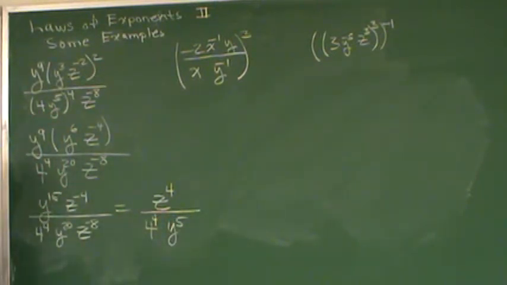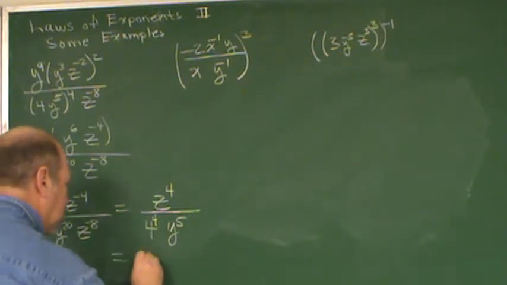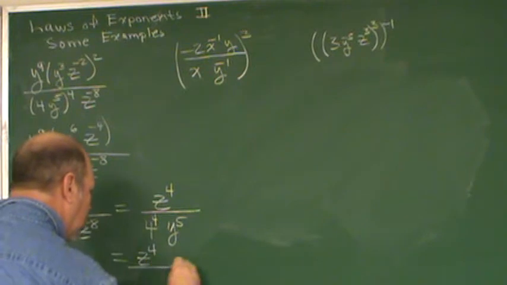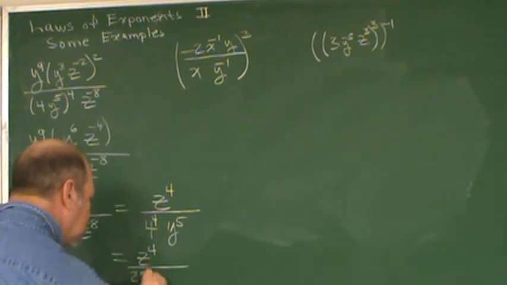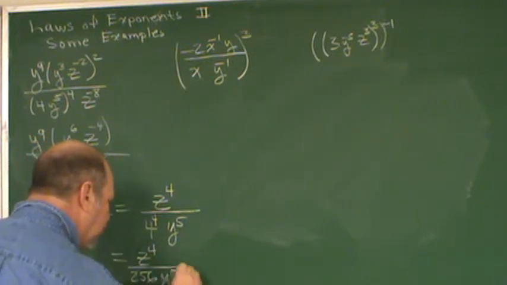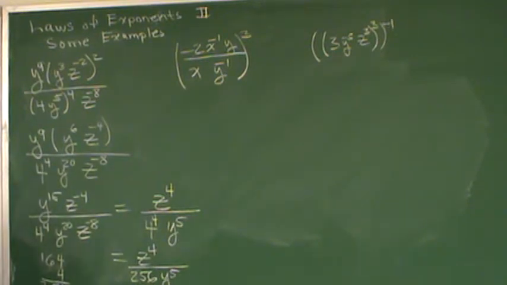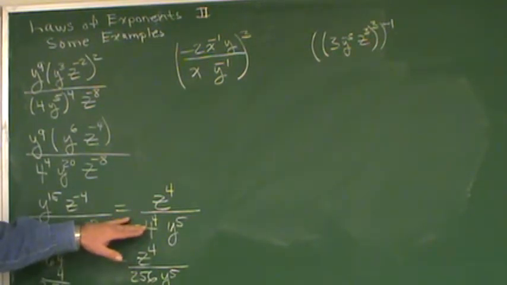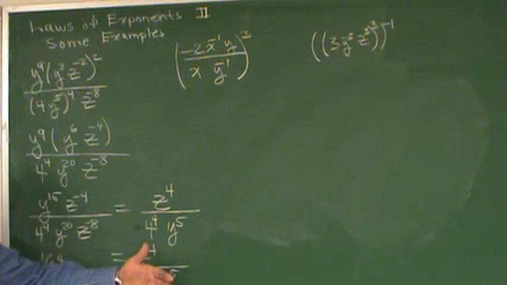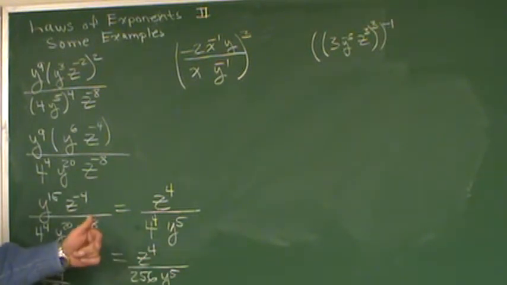Okay, and that's a pretty big number. 4 to the fourth is going to be 4 times itself 4 times. 4 cubed is 64. 64 times 4 is 16, 24, 256. So our final answer here is going to be z to the fourth over 256 y to the fifth. Now, don't let things like 4 to the fourth scare you. Don't forget, you got a $100 calculator that knows how to do this.